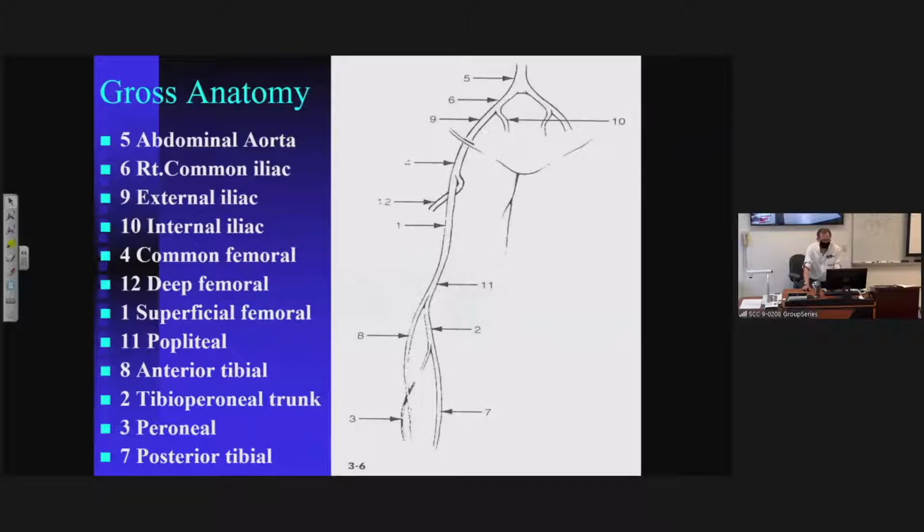Okay, so we keep going. So we were at the superficial femoral. We get down to the knee. That's popliteal. Now we can do some work down there, but it's really hard for the surgeons to do vascular surgery in the popliteal area. It's inside this little adductor canal, and it's really hard for them to get in there.